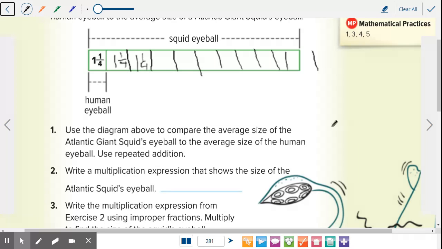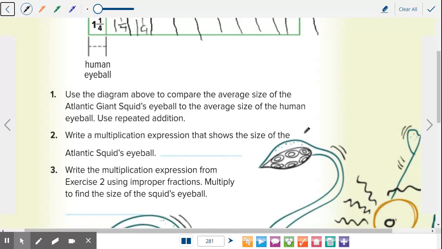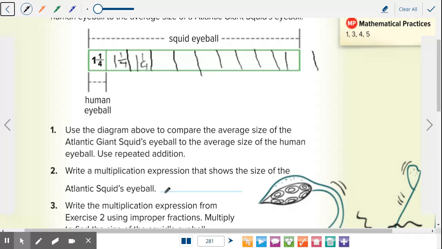So if you look at this, this is how big the squid's eyeball is. This little thing right here is a human eyeball. So rather than having to do that every time and write this out, what is the multiplication expression that we could show to find the size of the squid's eyeball? What multiplication expression can we write out? So we just multiply, so we don't have to write all this out.